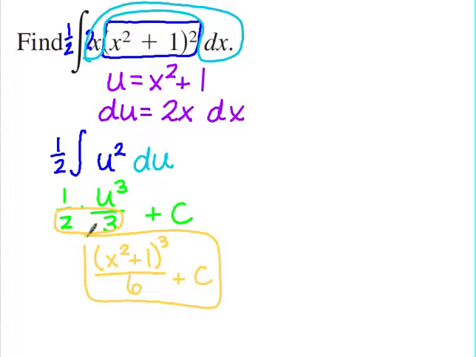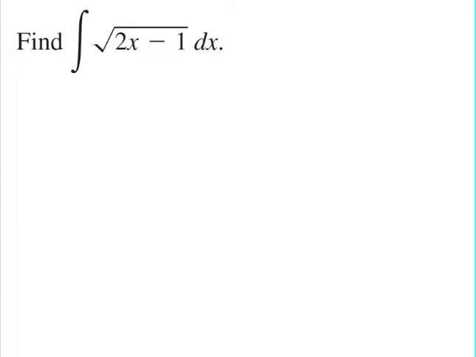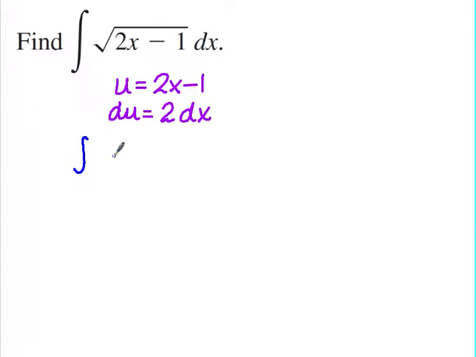All right, we're going to look at the next one, and that'll be the last one we look at today, and then we'll continue later. So let's look at the next one. u is 2x minus 1. du is 2 dx. Okay, so I'm finding the integral of u to the 1/2.